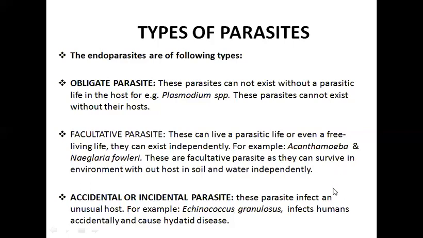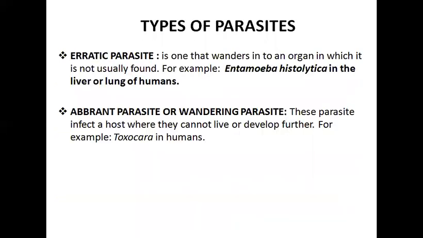Then the accidental or incidental parasites. These parasites infect an unusual host. For example, Echinococcus granulosus will accidentally infect humans. Then the erratic parasite. These are the ones that wander into an organ in which they are not supposed to be found. For example, Entamoeba histolytica will be found in the liver or lung of humans. Aberrant parasite or wandering parasite. These parasites infect a host where they cannot live or develop further. For example, Toxocara in humans.